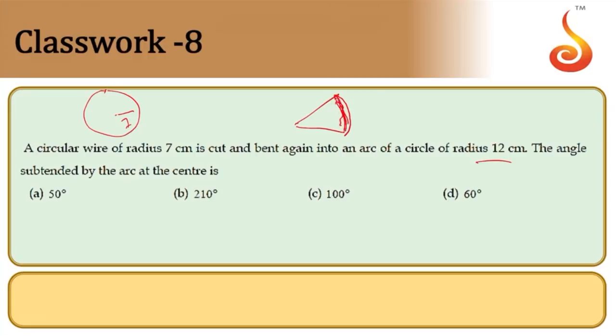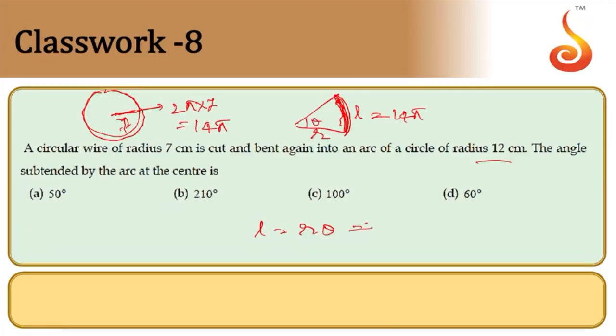That means the arc length is equal to the circumference of this circle. As the radius of this circle is equal to 7, the circumference is nothing but 2 pi into 7, which is equal to 14 pi. That means the length of this arc is equal to 14 pi. But we know from the basic formula, L is equal to R theta, where theta is the angle of the sector measured in radians.